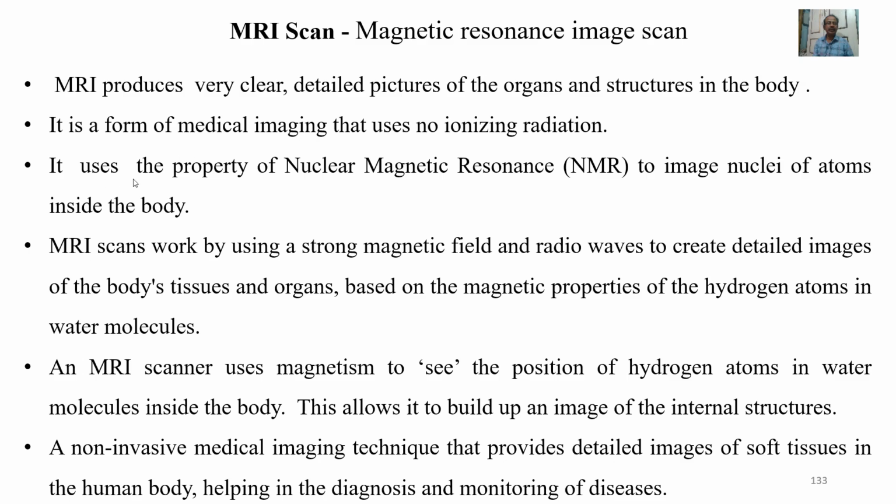It uses the property of nuclear magnetic resonance to image nuclei of atoms inside the body. MRI scans work by using a strong magnetic field and radio waves to create detailed images of the body's tissues and organs based on the magnetic properties of the hydrogen atoms in water molecules. An MRI scanner uses magnetism to see the position of hydrogen atoms in water molecules inside the body. This allows it to build up an image of the internal structures.